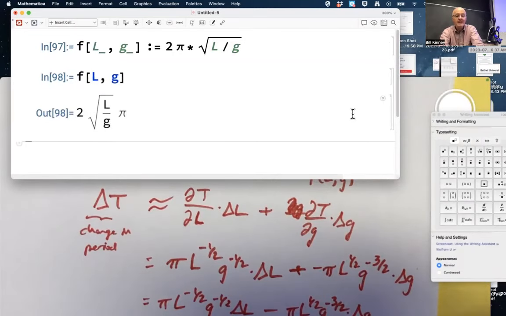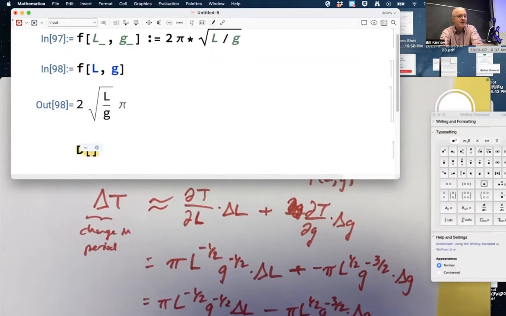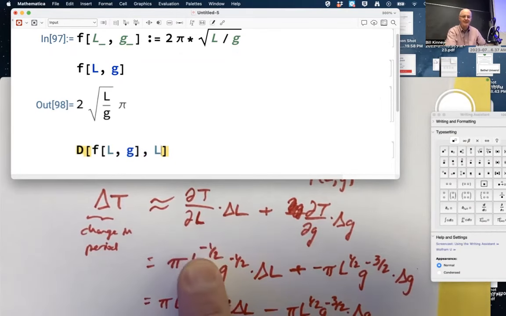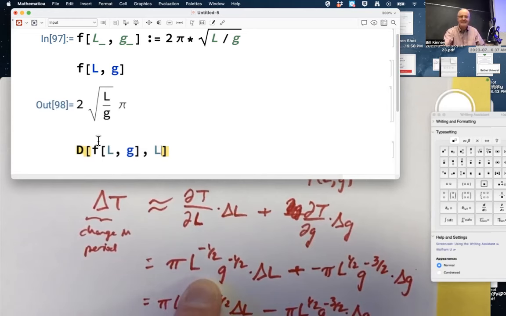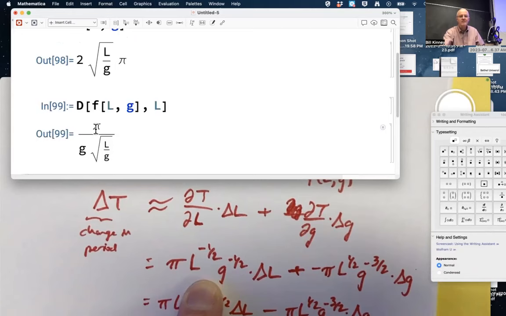Let's confirm the derivatives are right. If I've got two variables, it's better to use the D operator for the derivative rather than a prime, because if I did a prime, what does that mean? What am I differentiating with respect to? So I use the D instead. And then after the function goes in there, I just specify what the variable is that I'm differentiating with respect to. So if I put a comma L, that's going to find the partial of T with respect to L. I should get this. Maybe written with square roots instead of powers. I'm not sure. Yep. Okay.